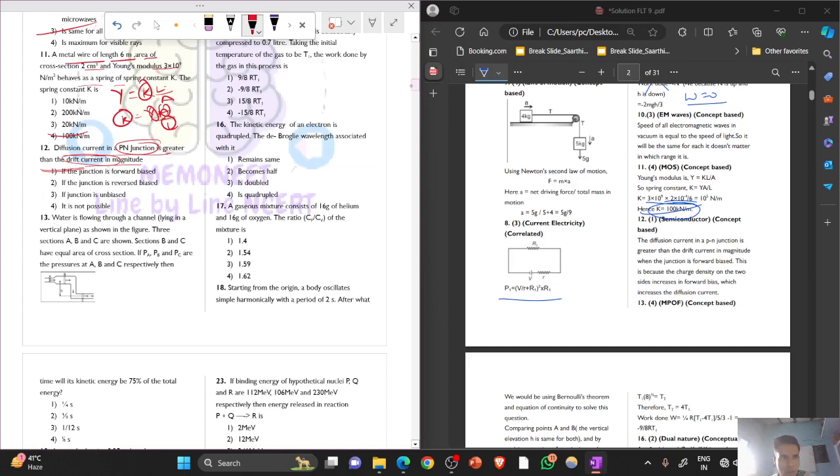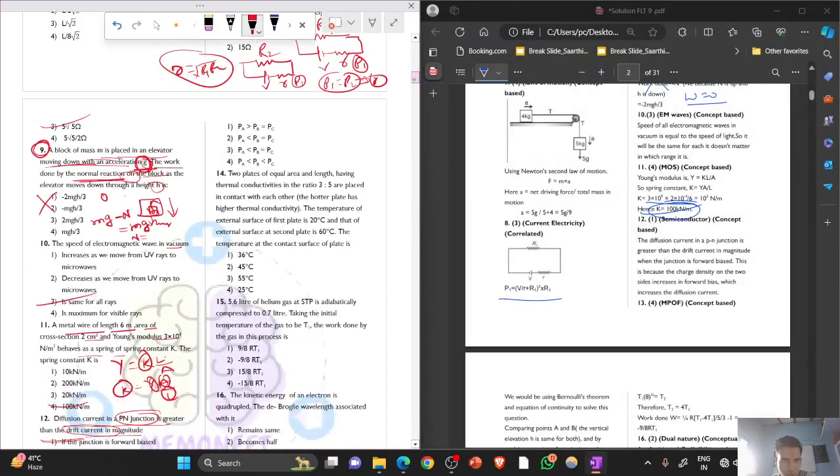Now moving ahead, water is flowing through a channel as shown in the figure. Three sections A, B, C are shown. A, B, C have an equal cross section. The area is the same for all. PA, PB, PC are the pressures. Here it is A, here it is B, here it is C. You just need to understand where the pressure is higher or smaller. The area of cross section is the same everywhere.